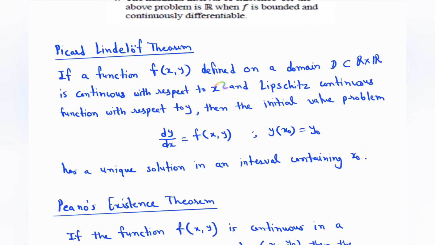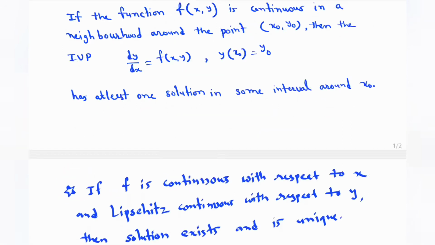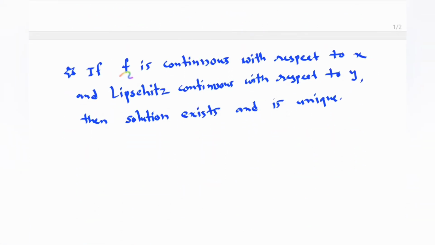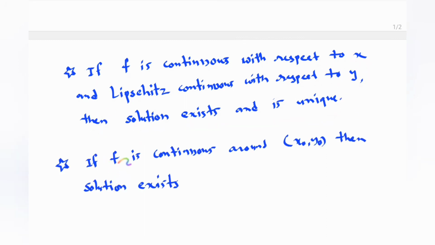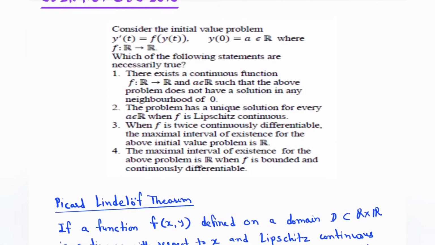So by the Picard-Lindelöf theorem, we can guarantee that the solution is unique, and by Peano's theorem, we can just say that the initial value problem has at least one solution. It does not guarantee uniqueness. So we can summarize that if f is continuous with respect to x and Lipschitz continuous with respect to y, then the solution exists and is unique. And if f is continuous around (x0, y0), then a solution exists. So by using these two theorems, we will analyze the question.